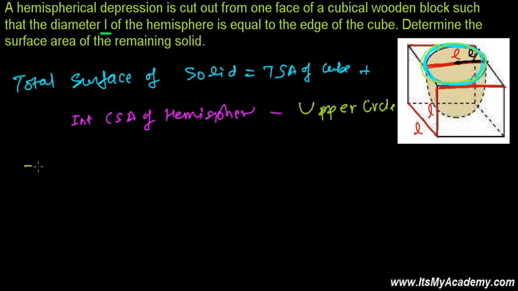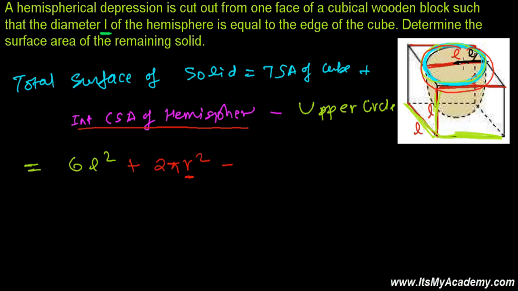The total surface area of the cube is 6 times side square, that's 6a square we generally write, and here length, breadth and height are all L, so 6L square. Now the internal curved surface area of the hemisphere is 2 pi r square. Further, minus the upper circle, which has this radius. The complete diameter is L, so the radius will be L over 2. So minus pi r square.